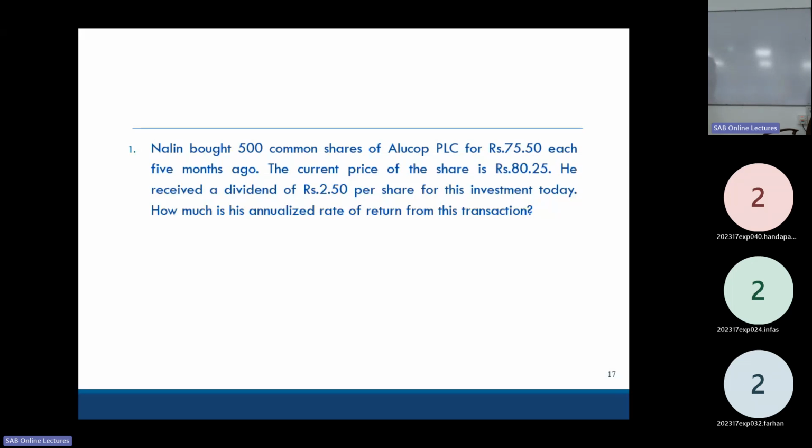So annualized rate of return is equal to dividend income or dividend yield plus capital gain yield. This is the holding period return. Holding period return divided by holding days. 3 months ago, so you can take 30 days per month. 3 months means 90 days, into 365. Then you can multiply it by 100.